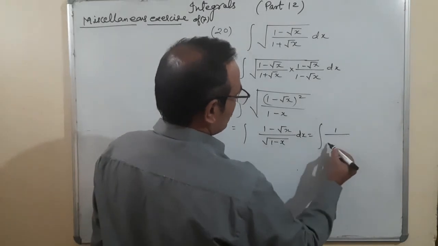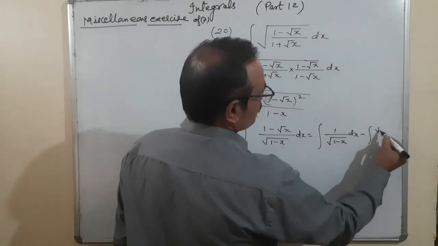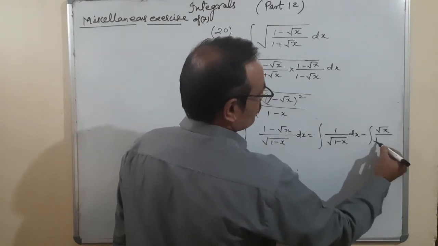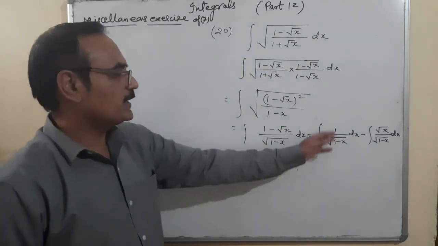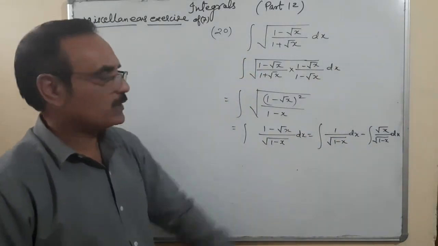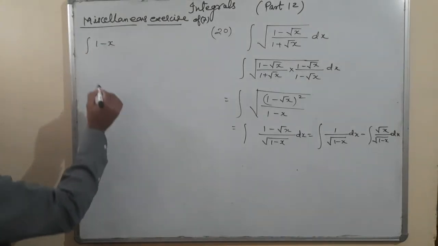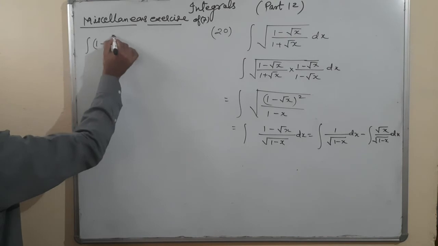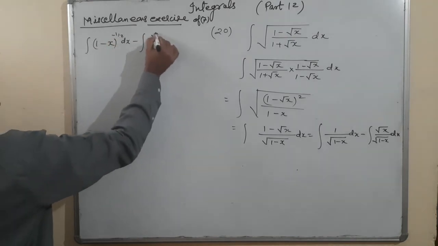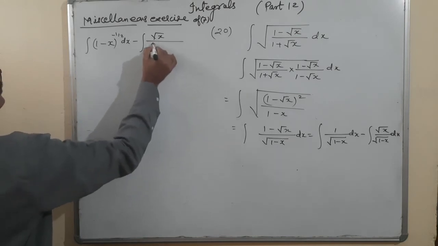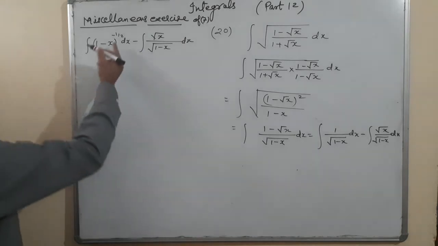We'll separate it into 1 upon under root 1 minus x dx minus root x upon under root 1 minus x dx. Okay, the first part is simply solved: 1 minus x to the power minus 1 by 2 dx, minus root x upon under root 1 minus x dx. Okay, what is the answer of it?